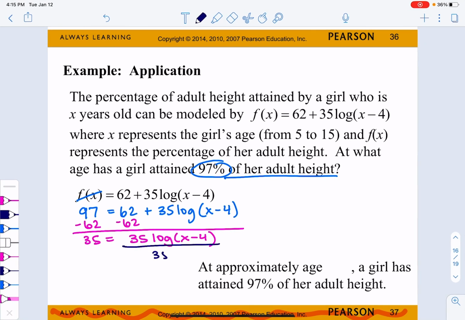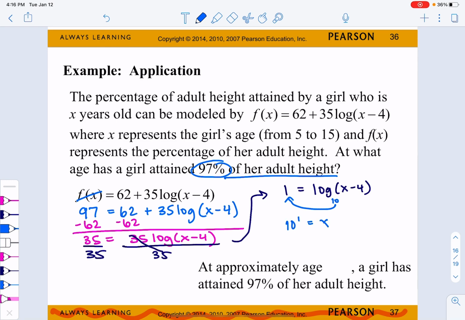If I divide by 35 and I divide by 35, we end up with 1 is equal to log of x minus 4. Well, log is base 10, which means 10 to the first power is going to equal x minus 4. And if I solve to get x all by itself, I'm going to add 4 to both sides. And our x is going to equal 10 plus 4, which is 14. So at approximately age 14, a girl has attained 97% of her adult height.